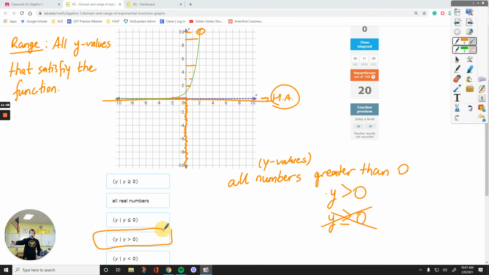Now let me talk about what that expression means, because that might look a little complicated. I'll explain what they mean. All of the y values such that y value should be greater than 0. That's what it means. That's how you read that expression. So that's how you decide what the range is. Let's move on to the next level.